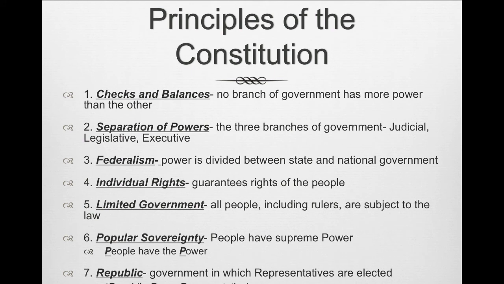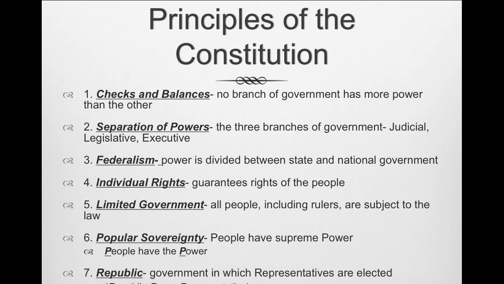The Constitution has 7 extremely important principles. Okay, it's got 7 important principles, and you need to write each of these down, and I've got ways for you to remember them. The first principle that you need to know about is checks and balances, and this just means no branch of government has more power than the other, and they issue checks on each other. They make sure that no branch is more powerful than any other. Like the executive branch is not more powerful than the legislative, and the legislative is not more powerful than the judicial.